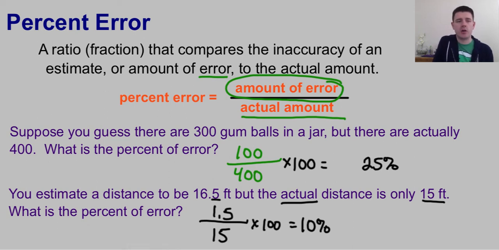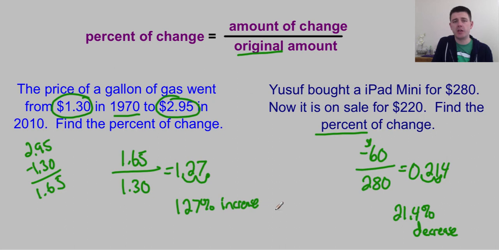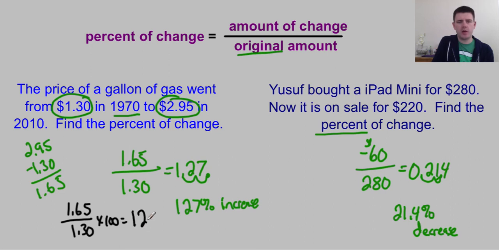So on these percent error problems, or even on our percent of change, if you throw in that extra step, if I would have done 1.65 divided by 1.30 times 100, it would go right to my 127% right off the bat. I wouldn't have to do that whole step of sliding it over. So it's up to you. If you'd rather just convert your decimal into a percent at the very end, totally fine. If you want to do it all at once, just add that extra step of multiplying it times 100 after you divide, and that'll turn it right into a percent for you.